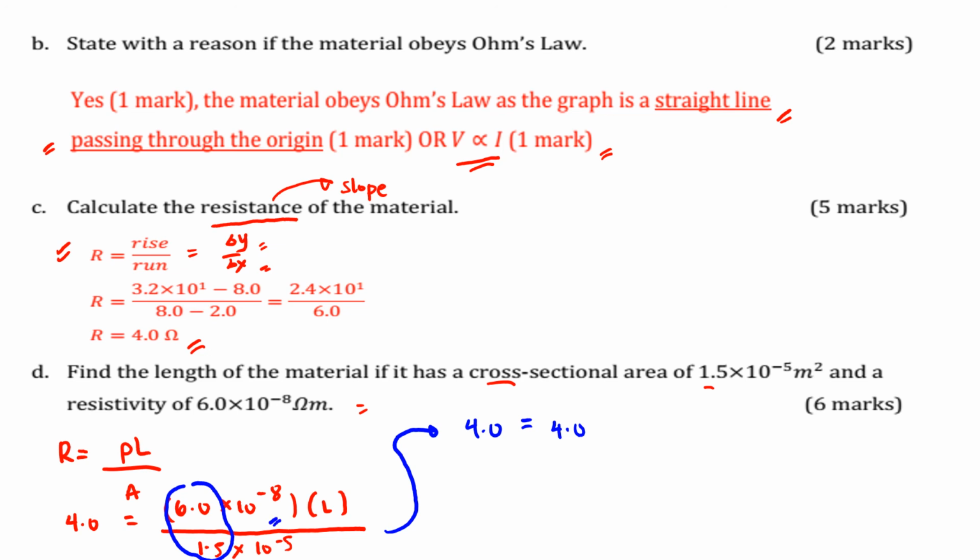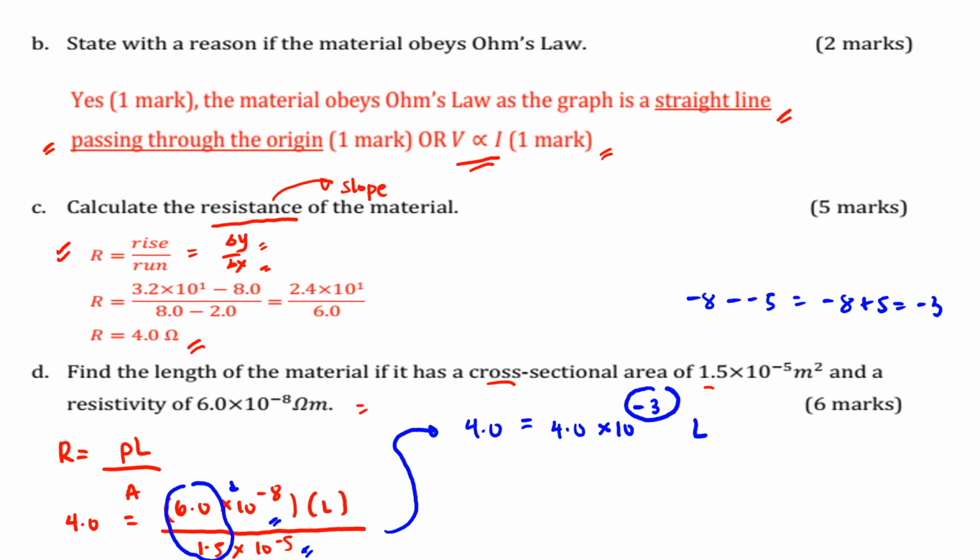Then we have 10 to the power of negative 8 divided by 10 to the power of negative 5. So if we are dividing terms with the same base, we actually subtract their exponents. So that's going to give us 10 to the power of negative 3, because negative 8 minus negative 5 is negative 8 plus 5, which is equal to negative 3, and that becomes our exponent here, multiplied by L.